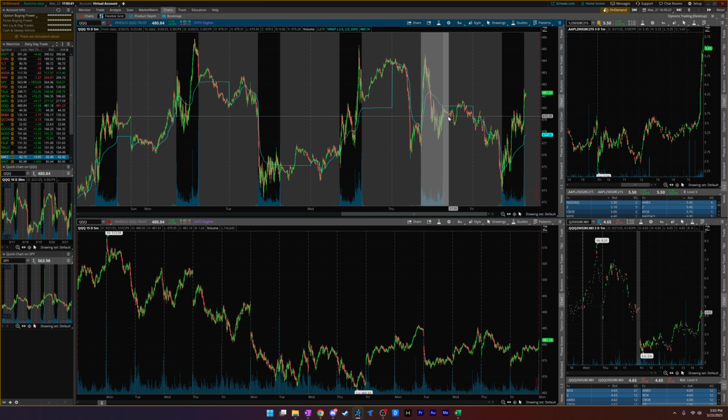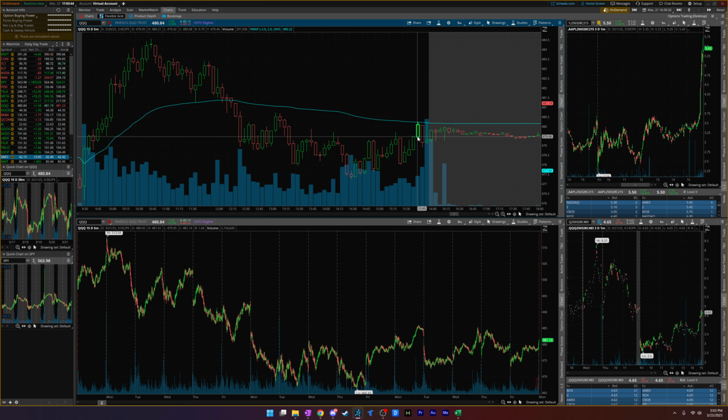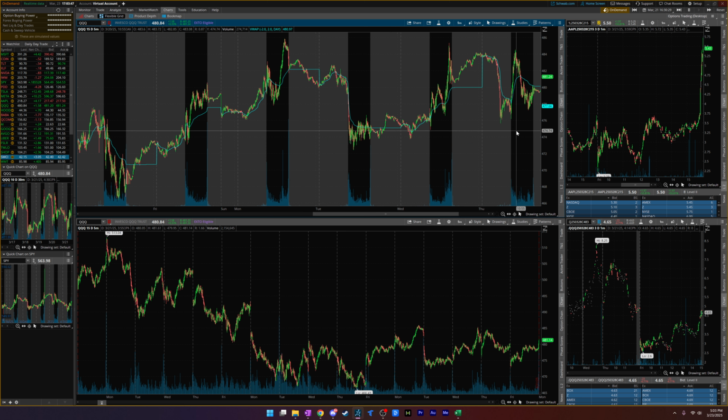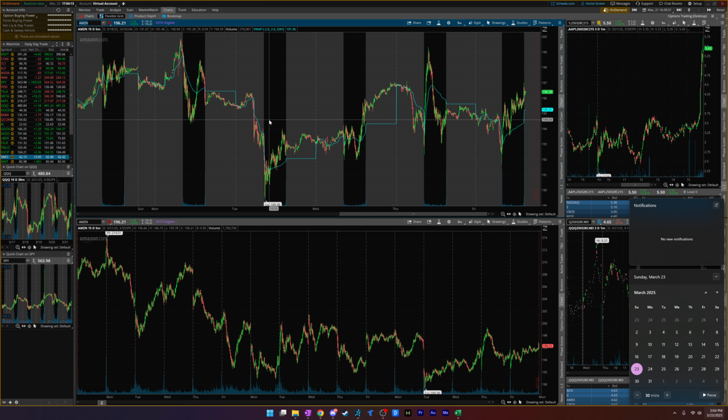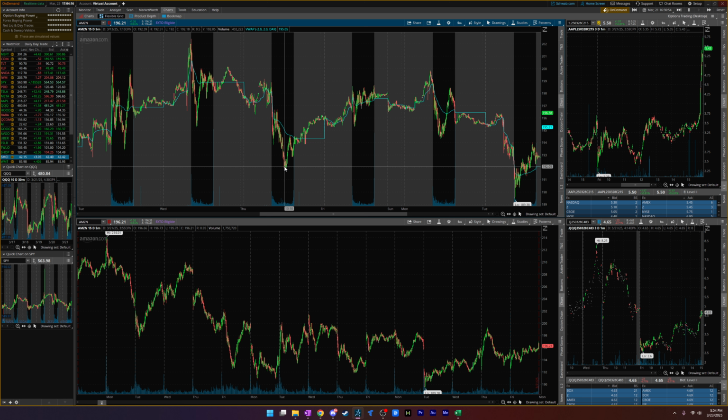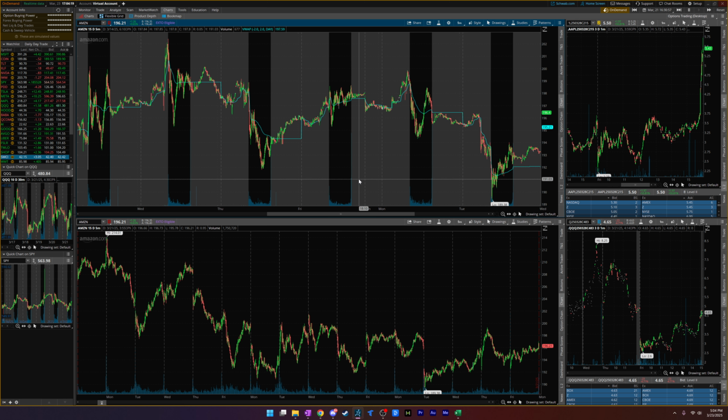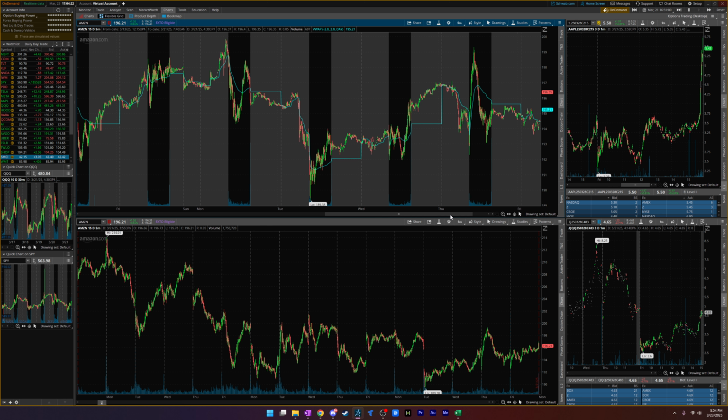For example, I called this QQQ play maybe 5 minutes before close. Actually, it's not a good example. What's another play I took? Let's see. Maybe the Amazon one was good. This was 318. Or maybe this one is good. Let's see if we can go.